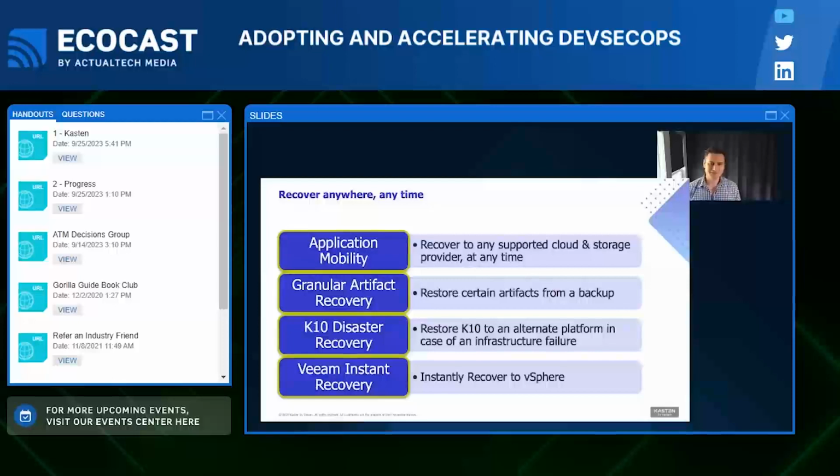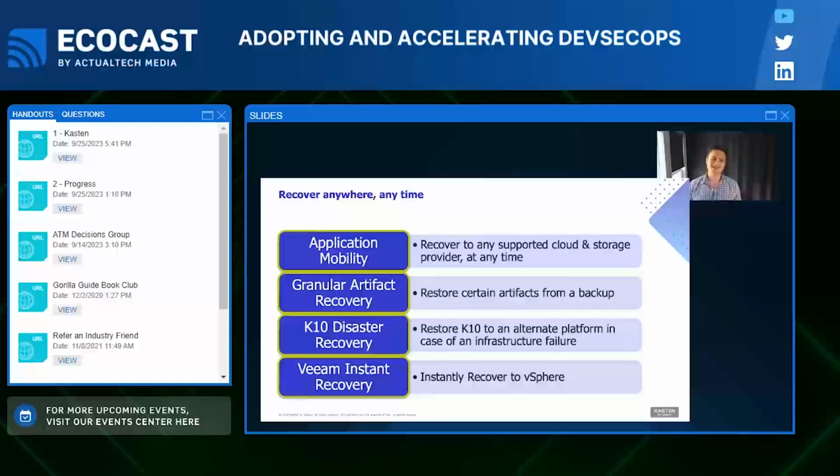So recovery, real quick, last couple slides here. Recover anywhere, anytime. We talked about application mobility. So basically able to recover to any supported cloud storage provider anytime. We are not a storage vendor. We are platform agnostic, much like our parent company, Veeam and VBR. We have granular artifact recovery. We can restore certain artifacts from backup. You don't have to do the kitchen sink. You can do one specific PVC or secret or what have you.